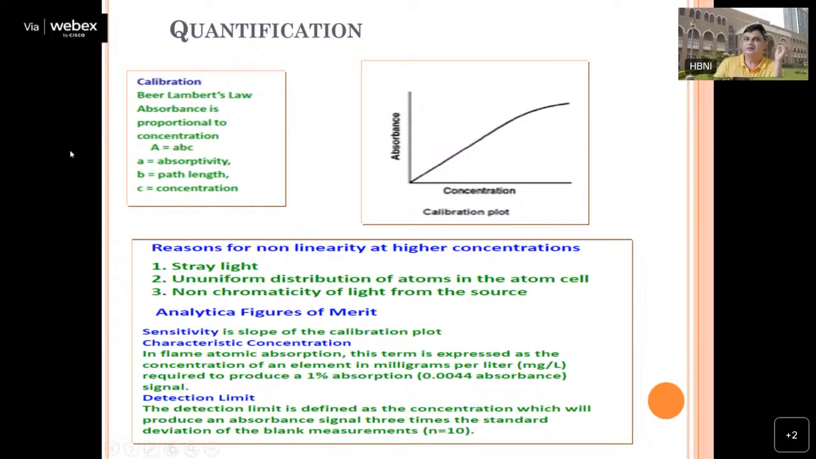And these are basically other reasons, that is, non-uniform distribution of atoms in the atom cell, and non-monochromaticity of light from the source. And these are the analytical figures of merit of the instrumentation: sensitivity, characteristic concentration, and then the detection limit itself.